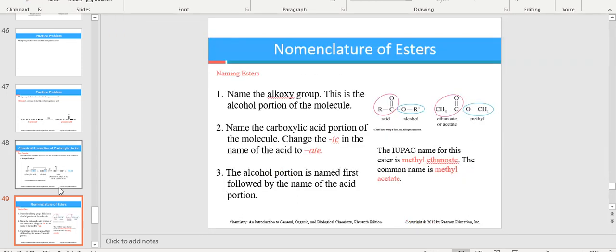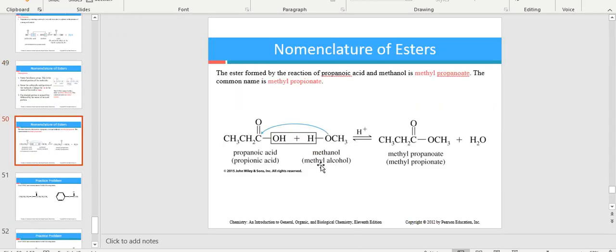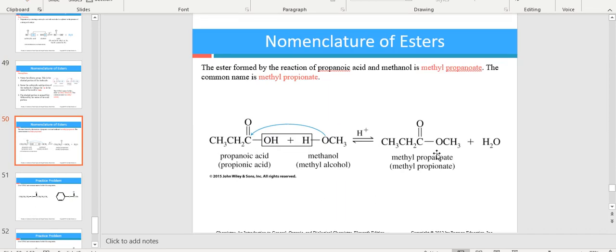Let's have a look here. So, what do we got here? Here I have an ester. First thing, identify that it's an ester. So 1, 2, 3 is with the carbonyl group, so that'll be a propanoate. And here I have a methyl group, so methyl propanoate. See, not so bad.